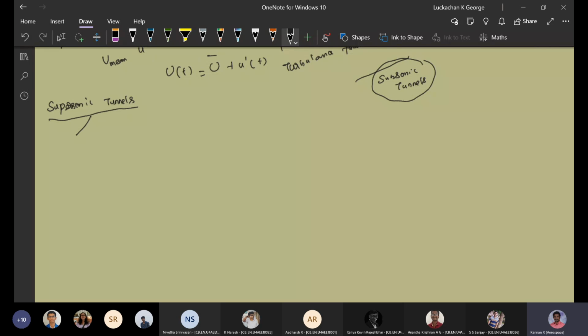One is the blow down tunnel. Second is the in-draft tunnel. And the third one is the continuous tunnel. So first let us look at that. We will give more importance to the blow down tunnel and the in-draft tunnel.